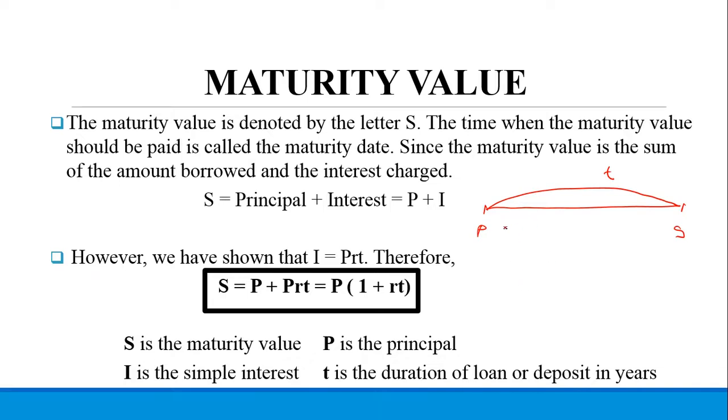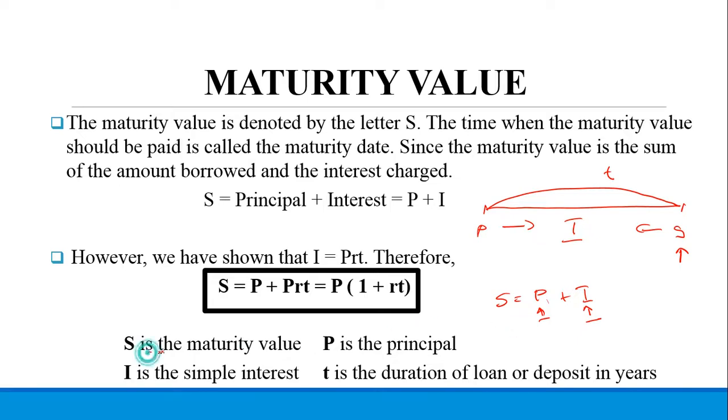And during the time, you will be charged about the interest. To get the S at the end, how much money you should pay, S is equal to P plus I. The amount you borrow and the interest that will be charged.